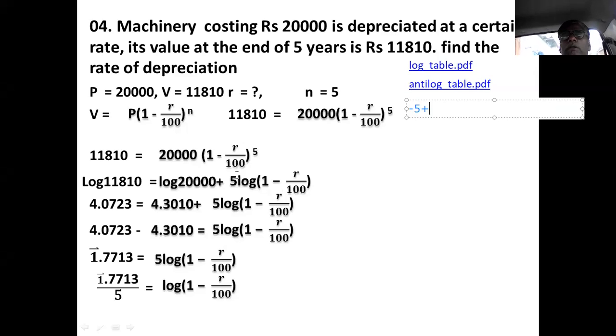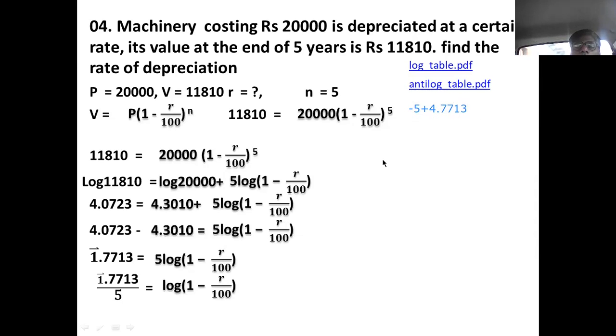Minus 5 plus what? To get bar 1. If you are not hearing clearly, I'll tell you. If you add 4, again it is bar 1. Okay. In this way, you have to modify. You modify it and put the next number, 7713. Like this, you make numerator. You modify numerator based on denominator. Okay. Now you see the next step.